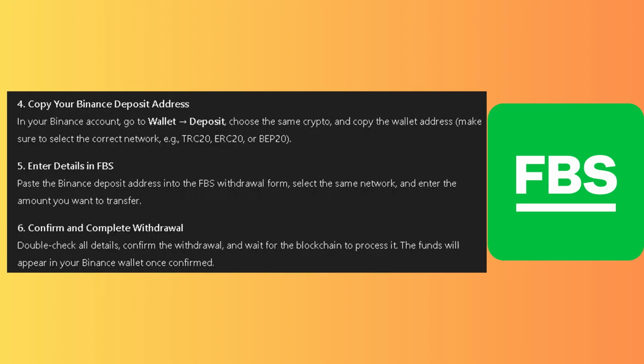Copy your Binance deposit address. In your Binance account, go to Wallet, then Deposit. Choose the same crypto and copy your wallet address. Make sure you select the correct network as well.